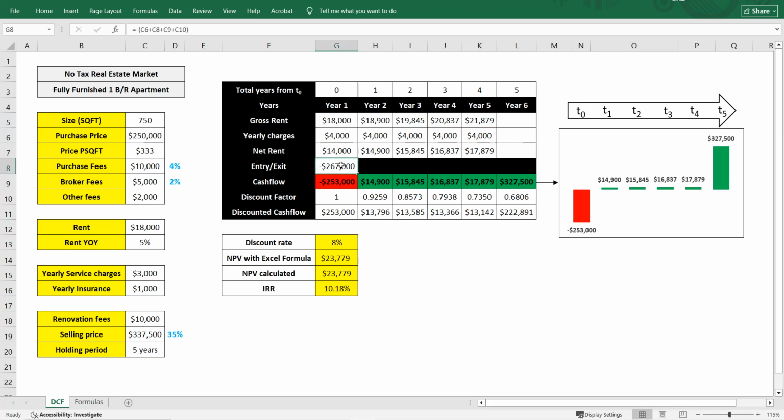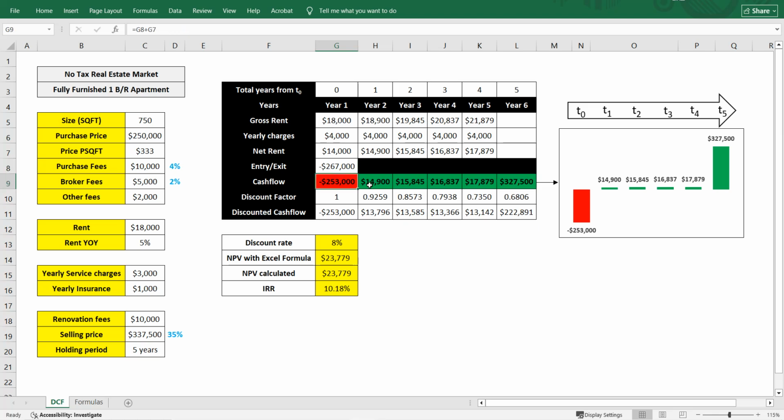Here we have the purchase price plus the purchase fees plus broker fees plus the other fees, and it will be a negative number. So here for the cash flow we have the amount spent or invested at time t0 plus rent.